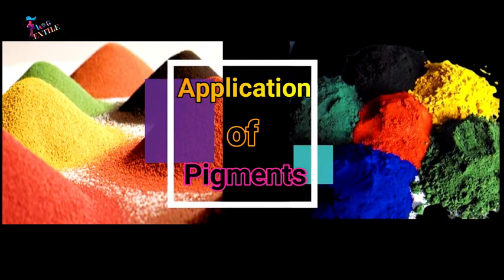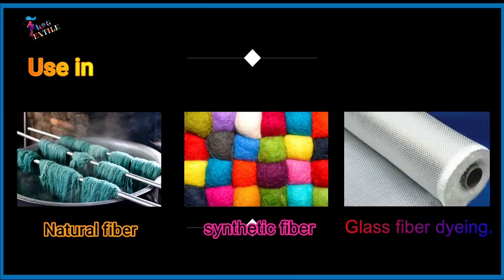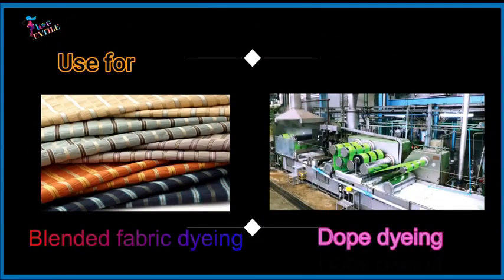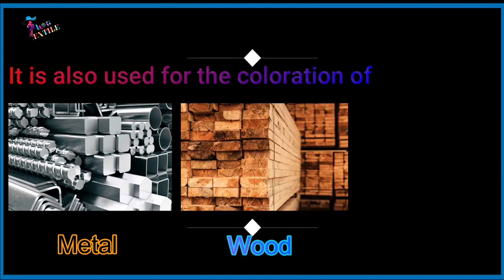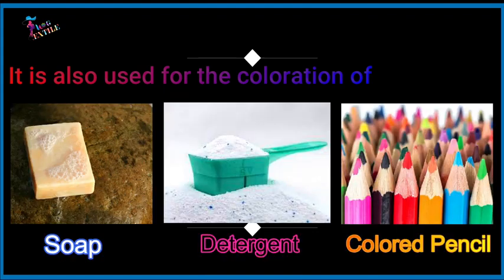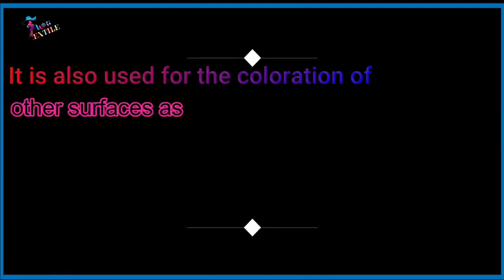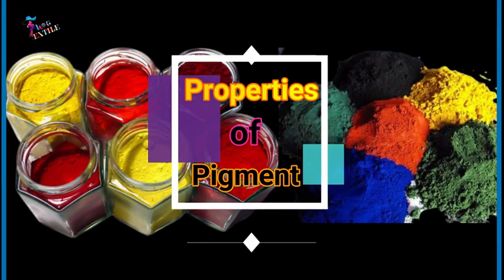Application of pigments. Use in natural, synthetic, and glass fiber dyeing. It is mostly used for printing. Use for blended fabric dyeing and dope dyeing. It is also used for the coloration of metal, wood, stone, soap, detergent, colored pencil, PVC, rubber, paper, and other surfaces as print.